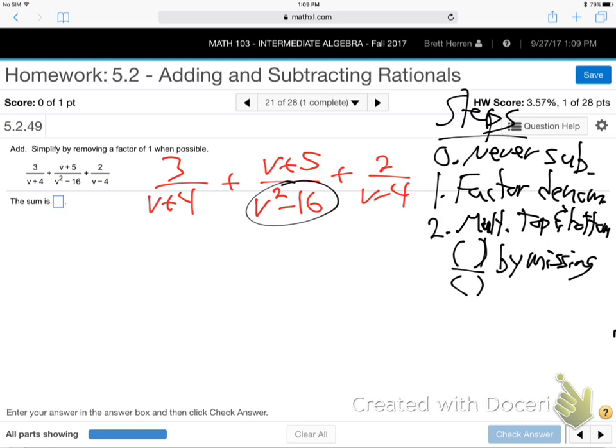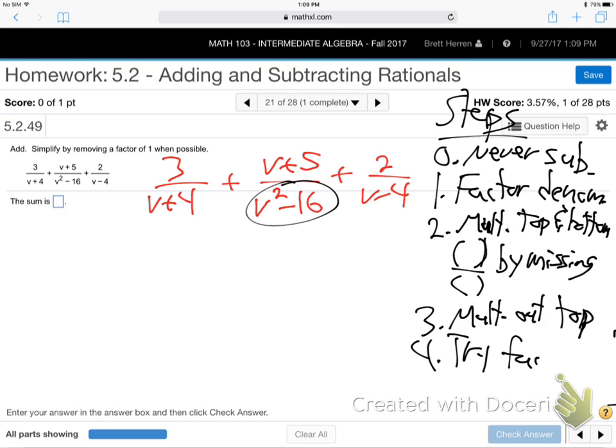Remember that? Comparing to your neighbors, what they have, you don't have. Multiply by what's missing. Step 3, multiply out the top. Only the top, not the bottom. Remember, we stop messing with the bottom as soon as we have a common denominator. We don't do anything more with the bottom. But the top, we do turn our attention to the top. Multiply out the top. And the last step is try to factor the top and cancel if you can. Okay, so let's go through those steps.